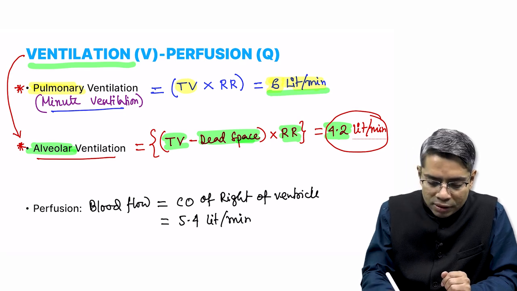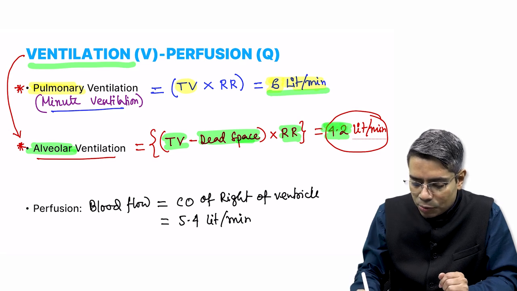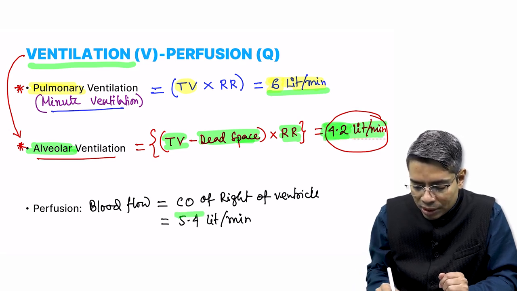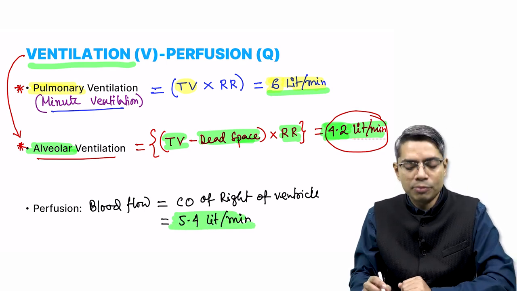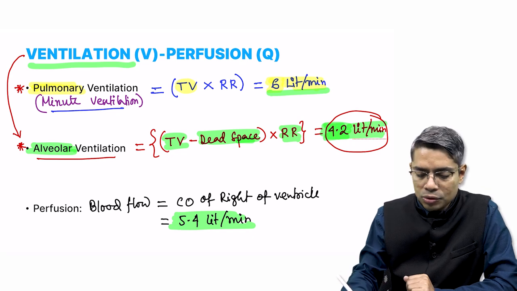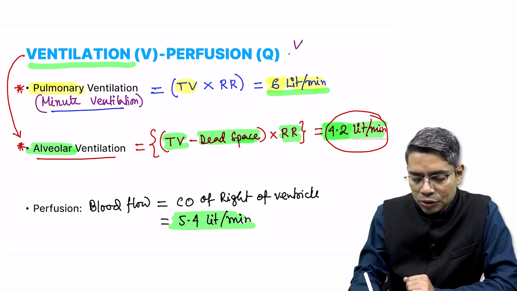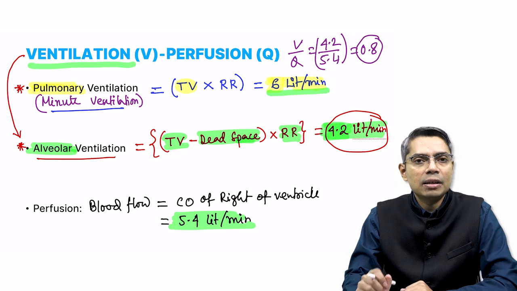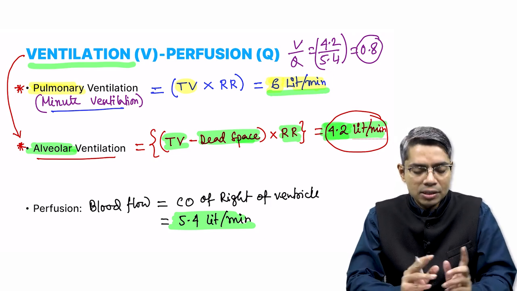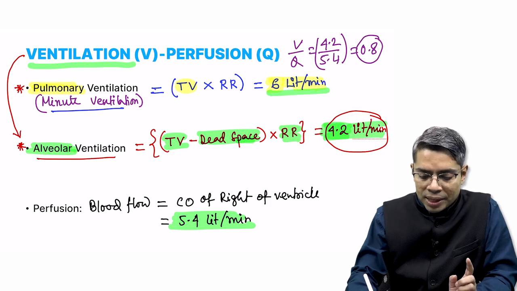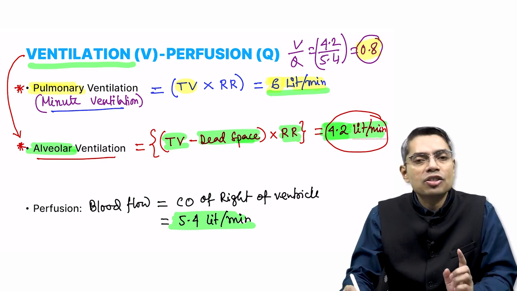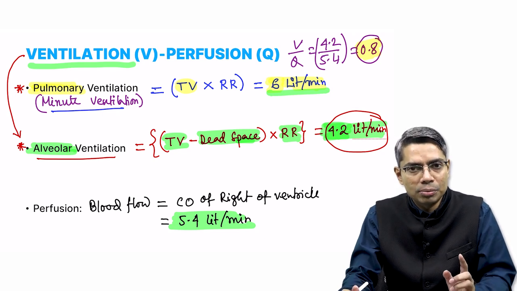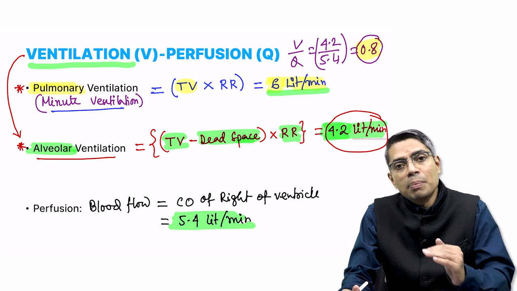So the normal value of ventilation is 4.2 liter per minute, and the normal value of perfusion for the lung is 5.4 liter per minute. That's why we always talk about the ventilation perfusion ratio, or the VQ ratio. So this is 4.2 upon 5.4, which is approximately 0.8. That's why we say that the ventilation perfusion ratio of the lung normally is 0.8. But please note down that this 0.8 is the average value of the ventilation perfusion ratio of the lung, mainly in the middle part of the lung.